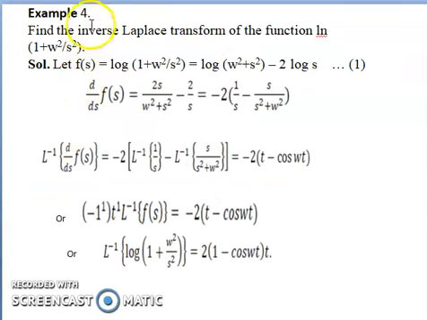And in the last example, find the inverse Laplace transform of the function log of 1 plus w square divided by s square. By the same process, first we suppose F(s), then after differentiating with respect to s, and then after taking the inverse Laplace transform on both sides, we get like this. The result is 2 of 1 minus cos wt divided by t. So this is another result related to the inverse Laplace transform. So thank you all.